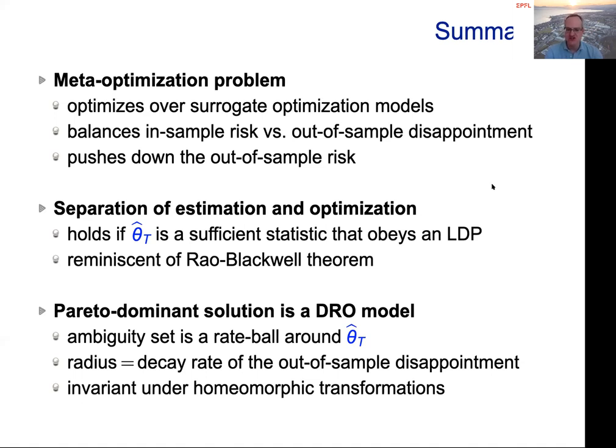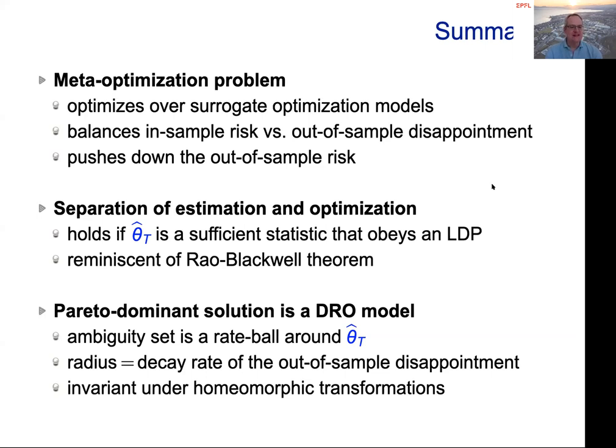And the center of the ball is just the statistic feedback t. The radius of the ball can be identified with the decay rate of the out-of-sample disappointment, which was a hyperparameter that was specified by the decision maker.